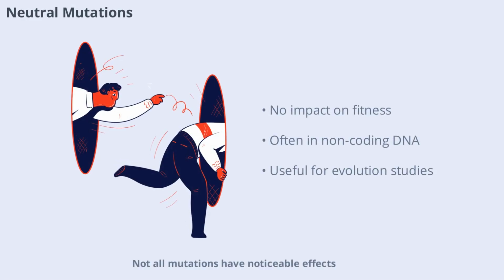Not all mutations have noticeable effects. Neutral mutations do not affect an organism's fitness or health. They may occur in non-coding regions of DNA or result in changes that do not alter protein function. Over time, neutral mutations can accumulate and serve as markers for studying evolutionary relationships between species.